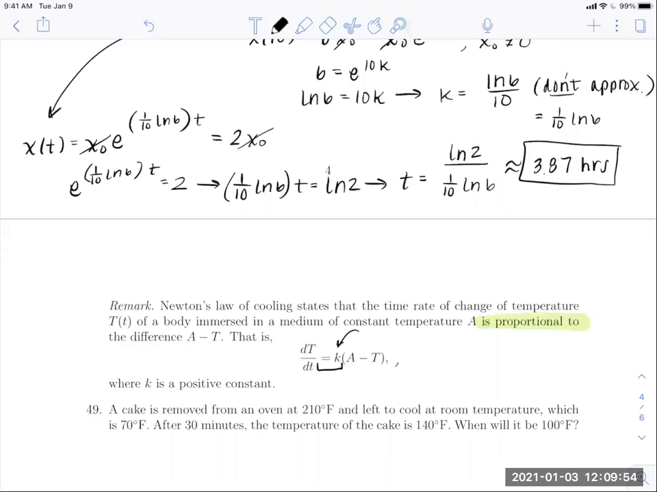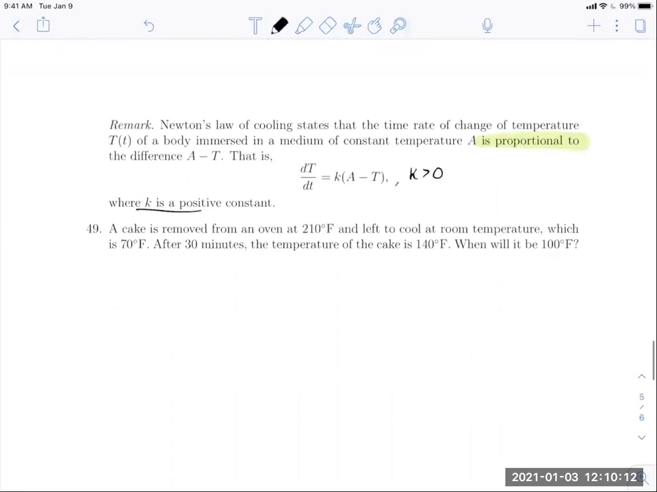Here, we made a note that k is always positive. All right, again, I don't want you to memorize this differential equation. If I say use Newton's law of cooling to solve the problem, then I will also provide you Newton's law of cooling. All right, so let's take a look at an example here using Newton's law of cooling.